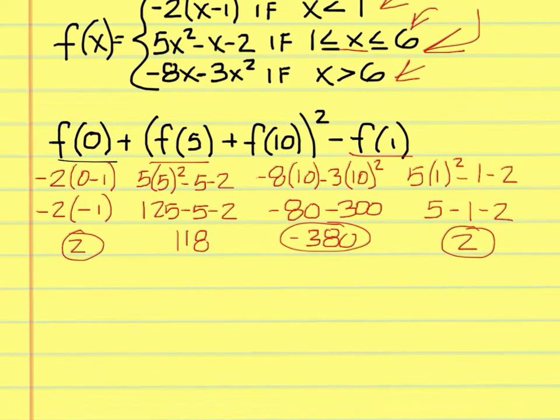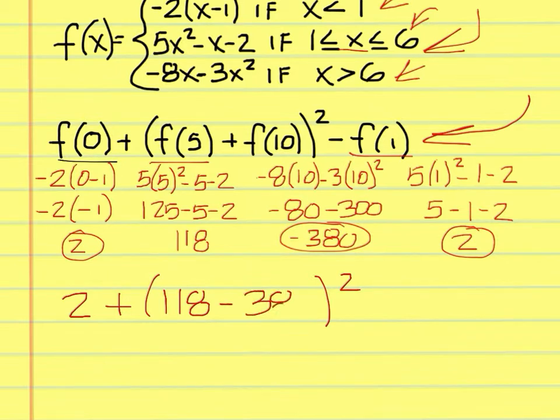So according to the problem set up here, we're going to end up with 2 plus the quantity squared of 118 minus, not 38, but 380. Close the quantity and then minus 2. So inside the quantity, that's going to be 118 minus 380, which should give you a -262. And you're going to have to square that.